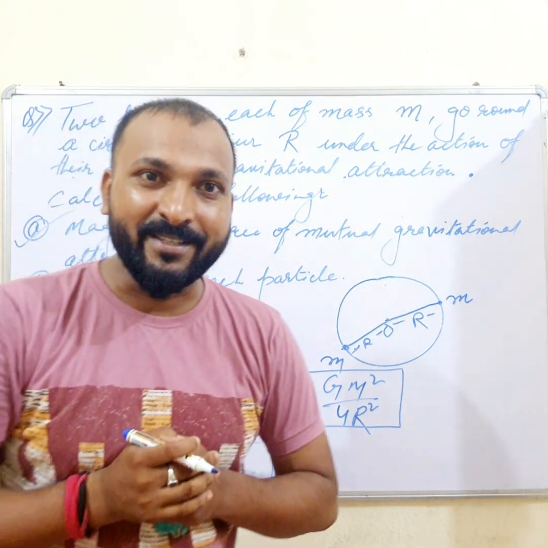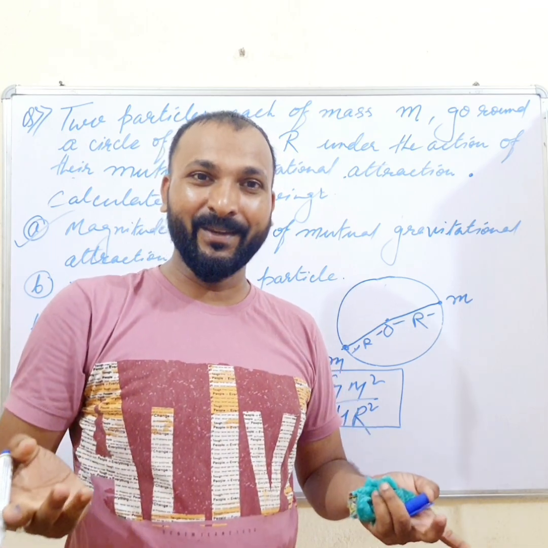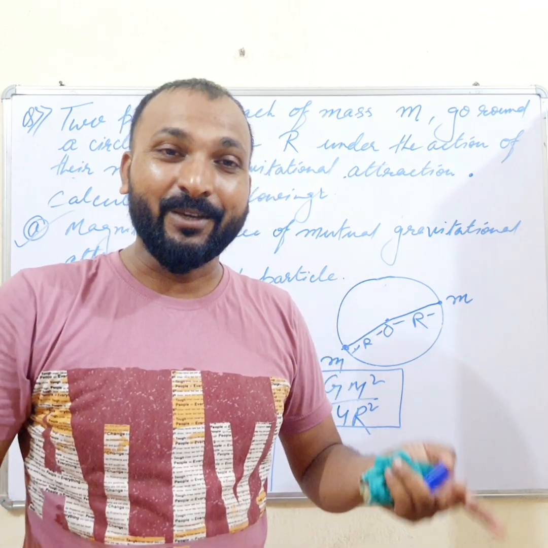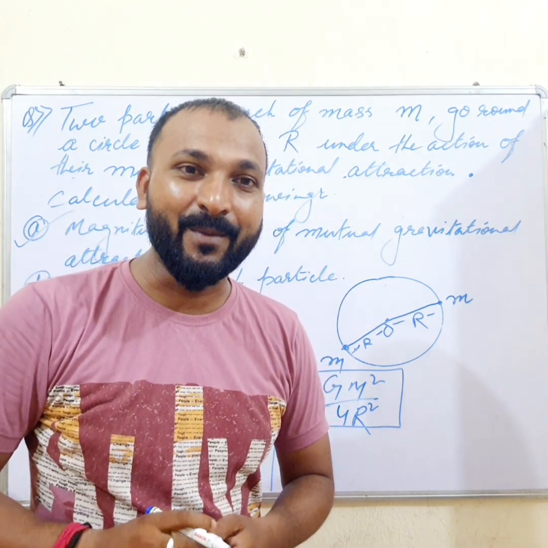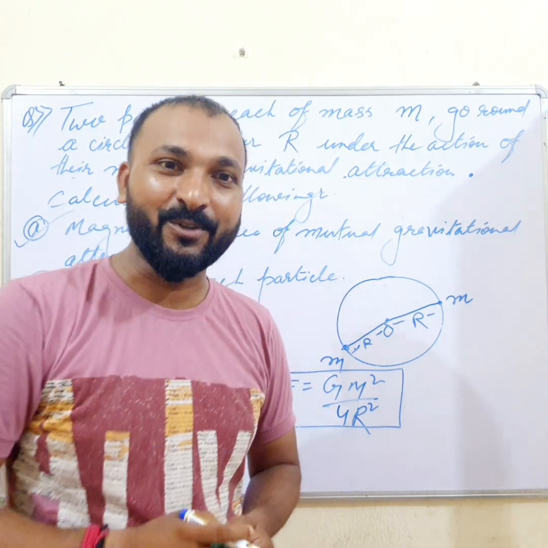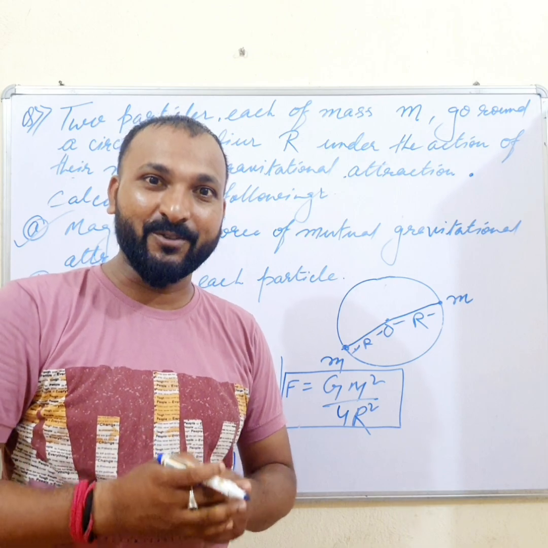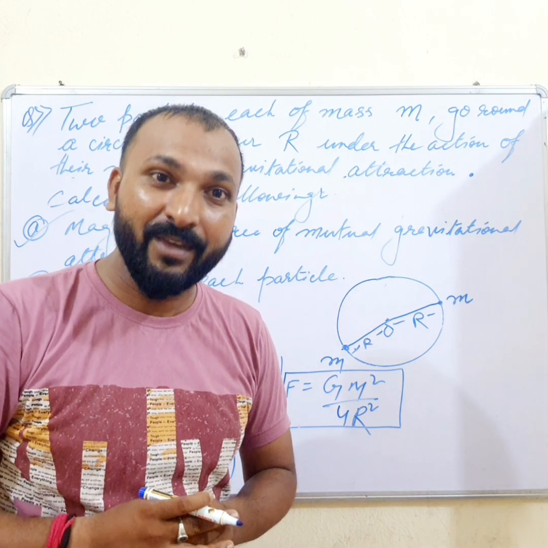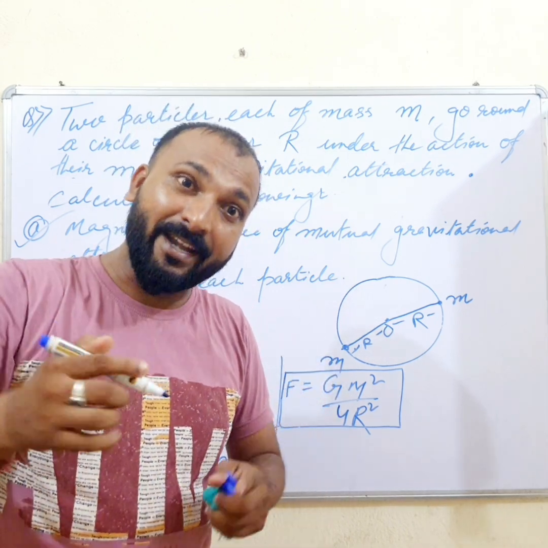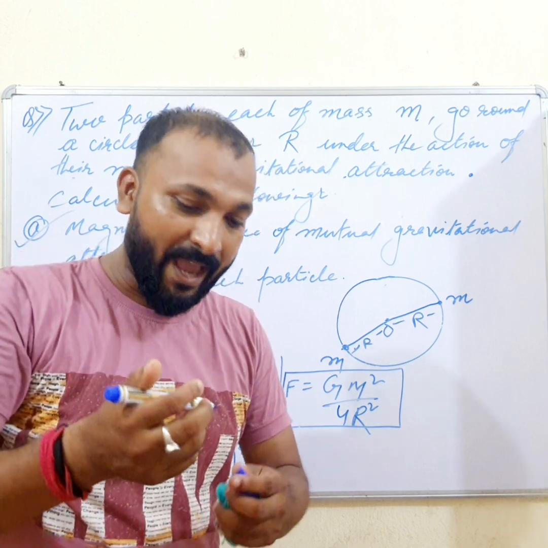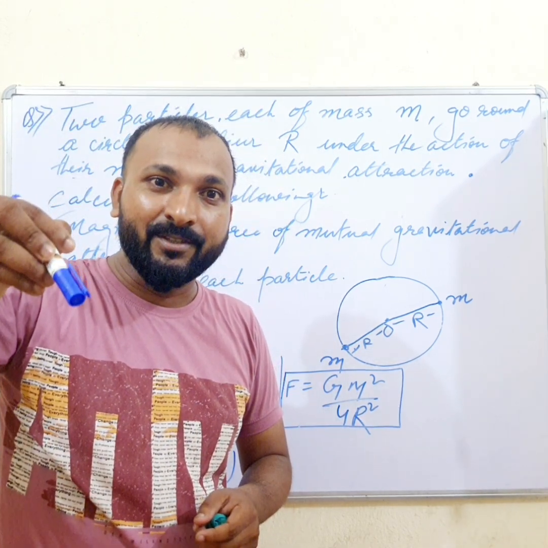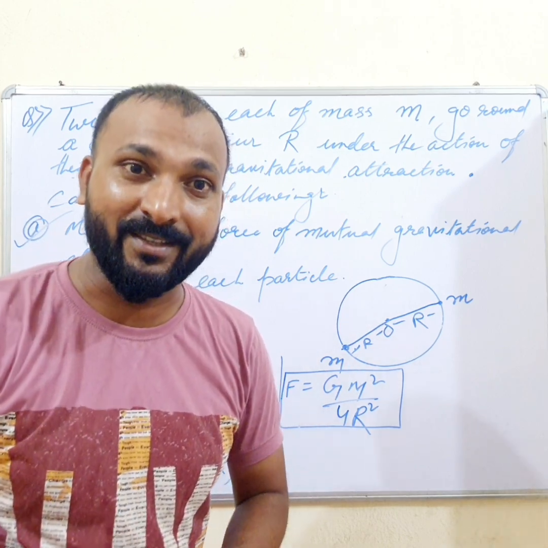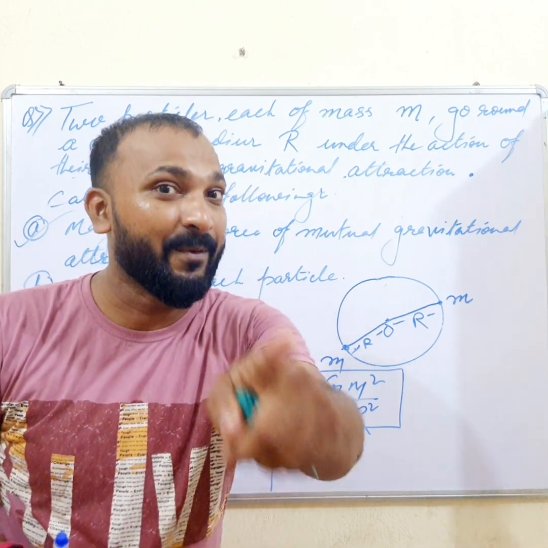Hello children, you all know that when a body revolves around a circular path, ultimately that velocity should be v. And if it attains a velocity v and is revolving around a circular track, then the force of attraction must be equal to the centripetal force.